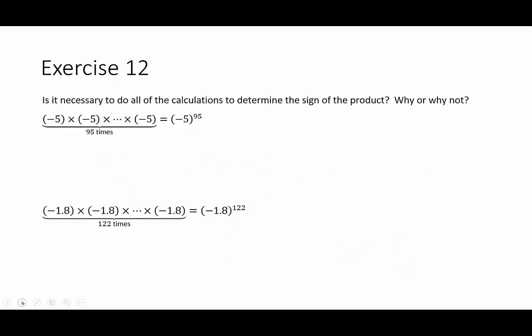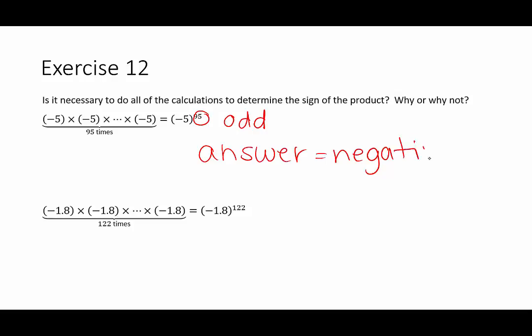Is it necessary to do all the calculations to determine the sign of the product? Why or why not? Well, we just talked about if I look at this and I see, oh, this is 95, 95 on a negative exponent base. 95 is an odd number, which means that the answer is going to be a negative number. If it was an even number, then it would be a positive number.